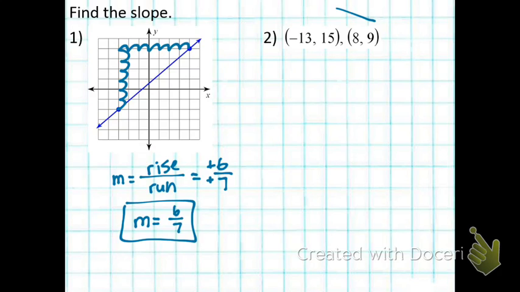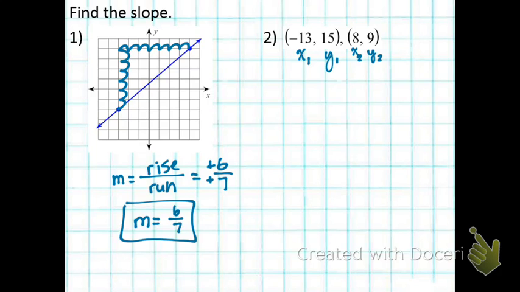Number 2, you don't always need a graph. You could just get 2 points. So I gave you 2 points here. We have a first point here. This is an x, and this is a y. This is an x, and this is a y. So this is like our first point, so this would be x1, y1. This is our second point, x2, y2.